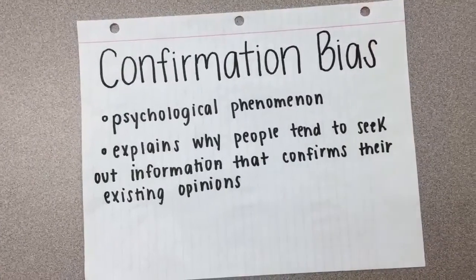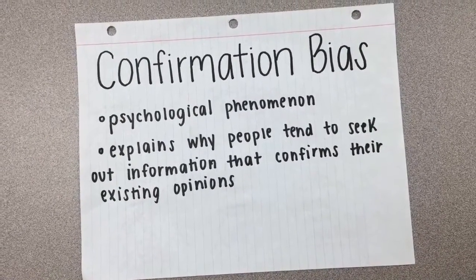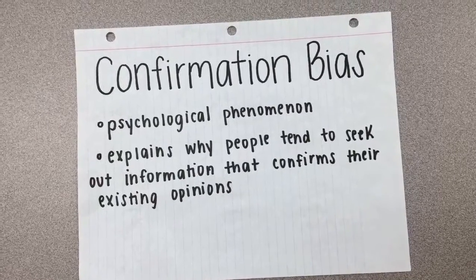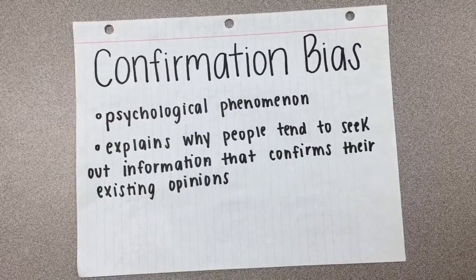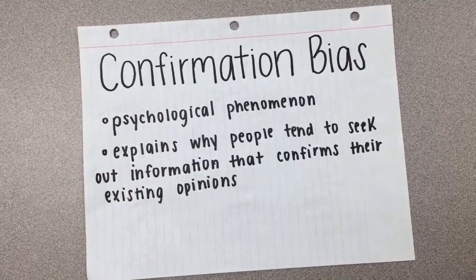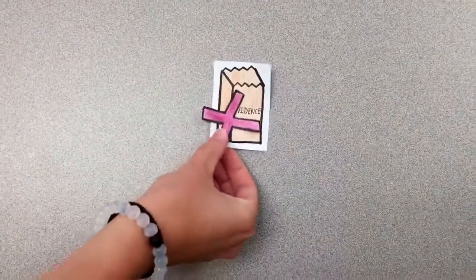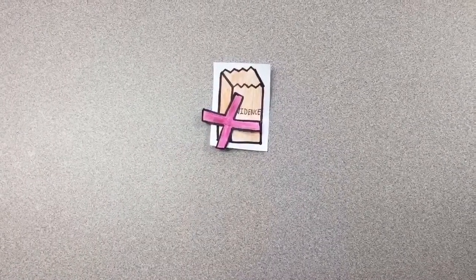Another example is confirmation bias. Confirmation bias is a psychological phenomenon that explains why people tend to seek out information that confirms their existing opinions and overlook or ignore information that refutes their beliefs. Confirmation bias occurs when people filter out potentially useful facts and opinions that don't coincide with their preconceived notions.